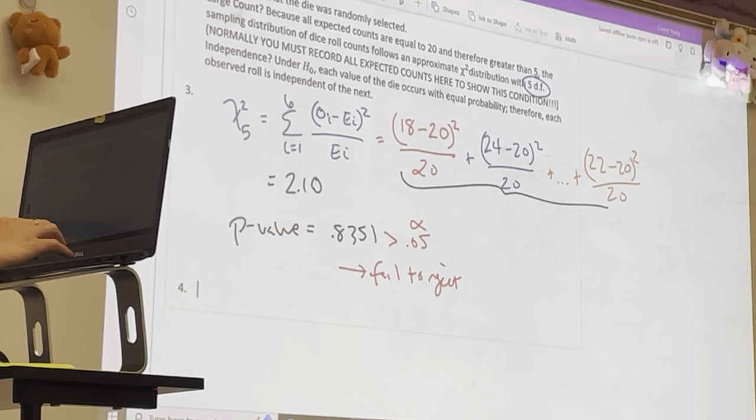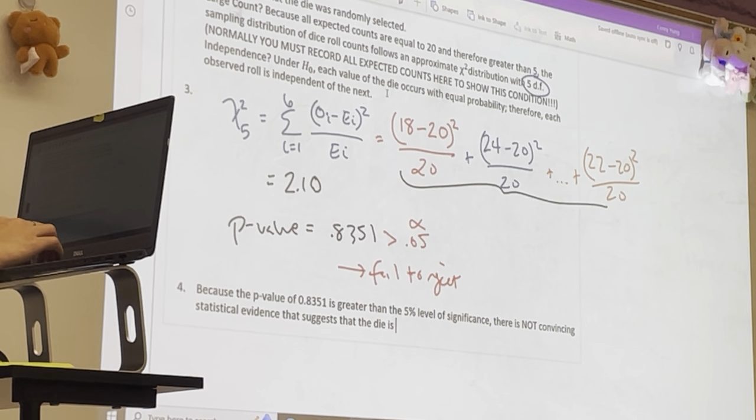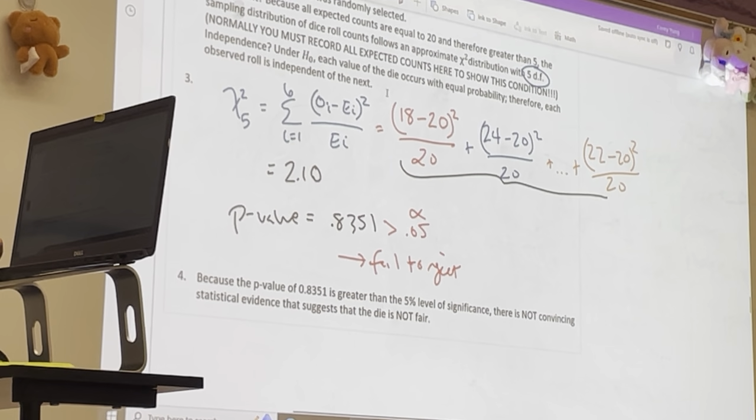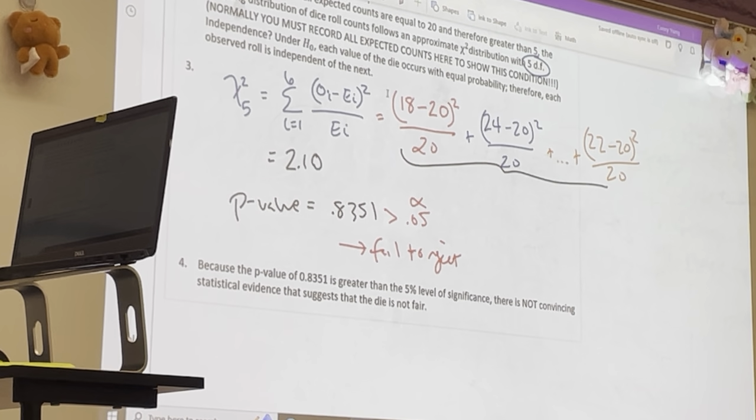Okay, because again, it's the same script. Because the p-value of 0.8351 is greater than the 5% level of significance, there is not convincing statistical evidence that suggests that the die is not fair. So again, I know it's kind of confusing, but we are saying that in the end the dice is fair, right? Because we failed to reject the null hypothesis.